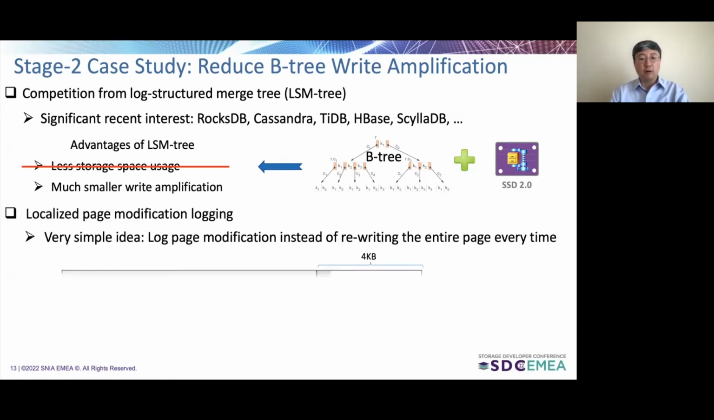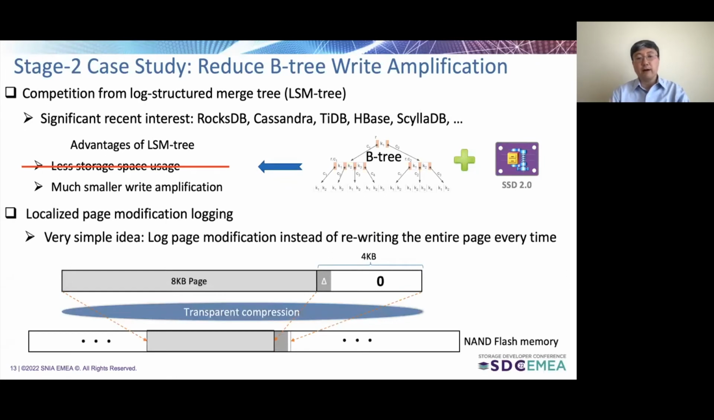And moreover, by leveraging the virtually variable size block I/O, we may reduce the B tree write amplification through a very simple idea called page modification logging. For example, as shown here, associated with each 8K byte B tree page, we assign 4K byte logical storage space for modification deltas. It is a very simple idea, but it is not practically feasible if the B tree runs on normal conventional storage drives.